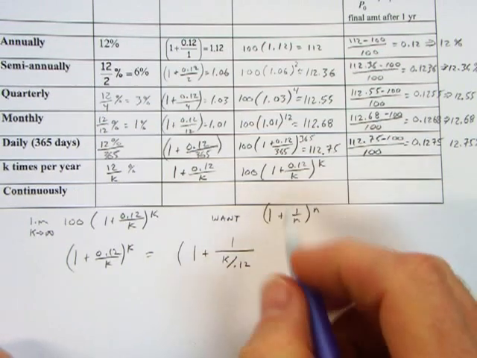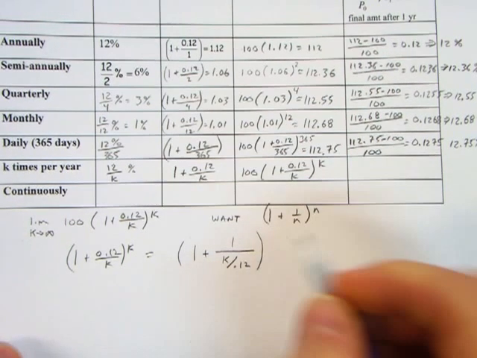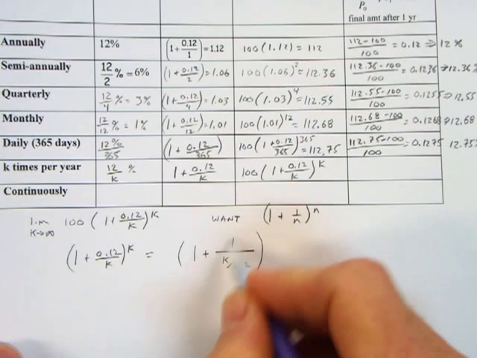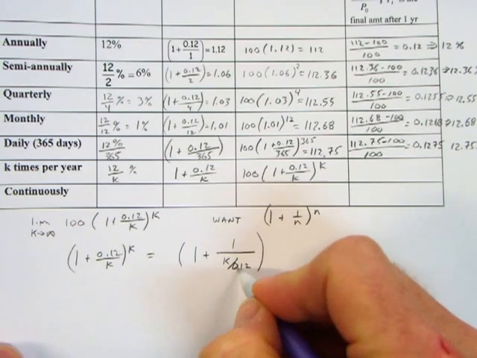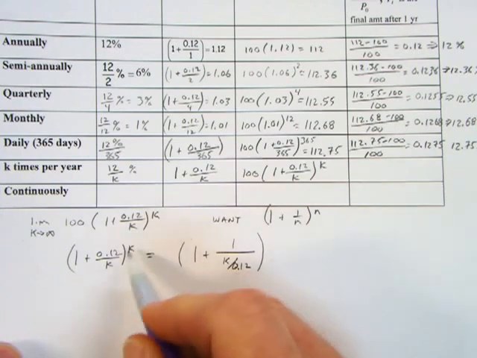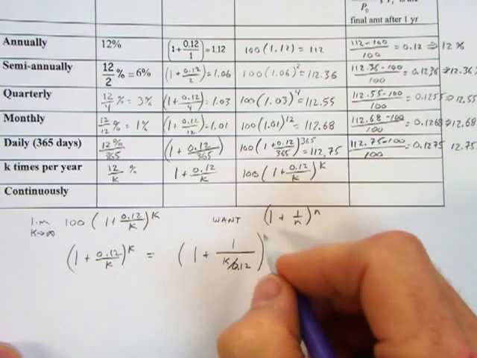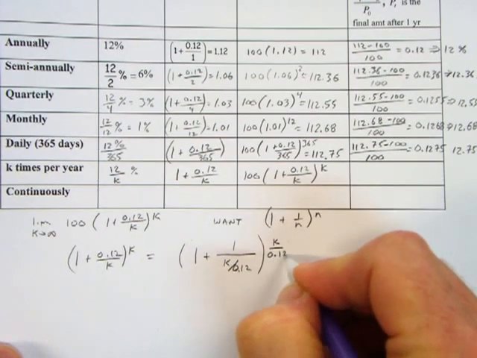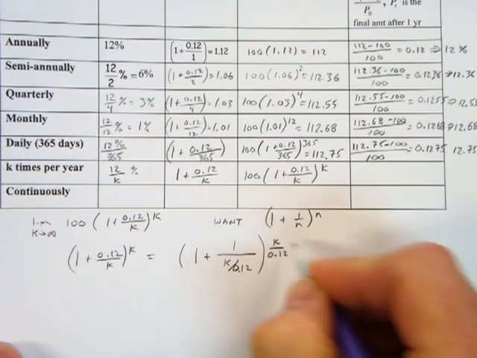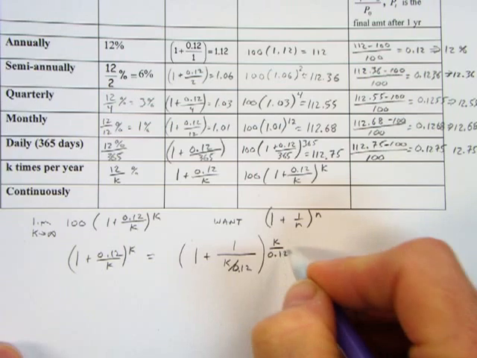So this fraction is equivalent to the original one. We put 0.12. Now what we need to do is have this exponent be the exact same thing. So for right this moment, I'm just going to write it in there. We want k over 0.12 as our exponent. But now I just changed the problem because our exponent is really k.